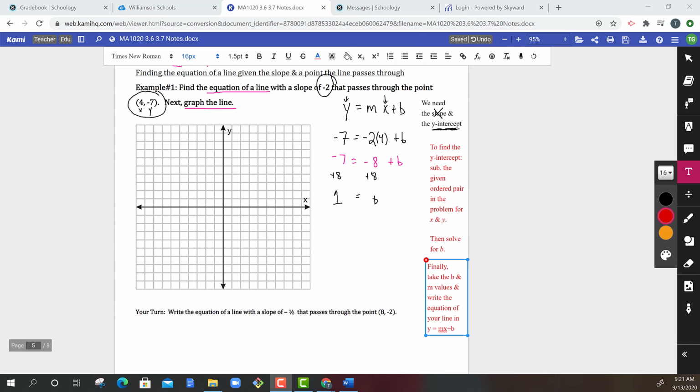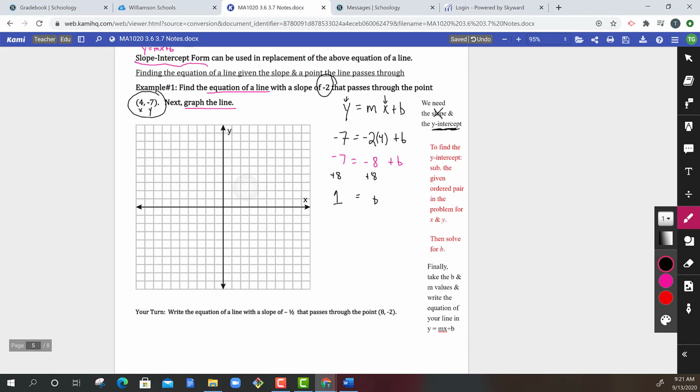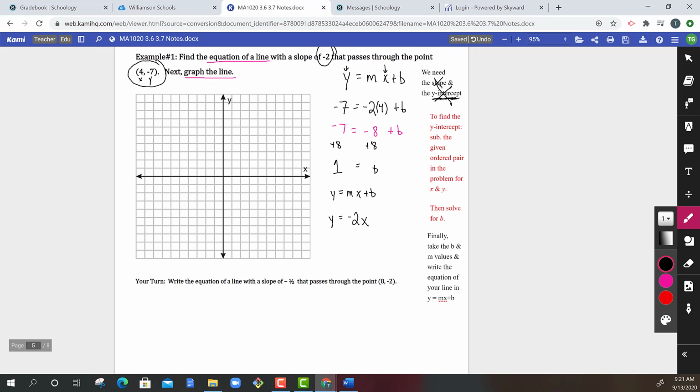So now we can go back and write the actual equation of this line. Remember, our goal was to write an equation in slope-intercept form, and we needed two things, we said. We need the slope, which we already found was -2, and we need the y-intercept, which we now have found to be +1. So this is the equation of the line, and we can always check it real quick.